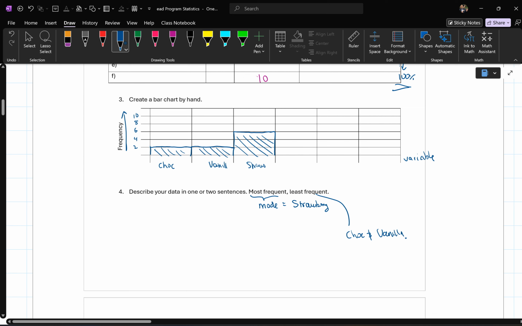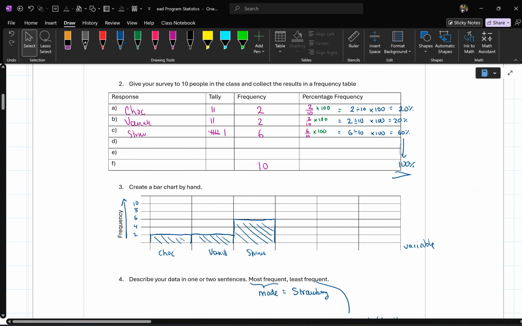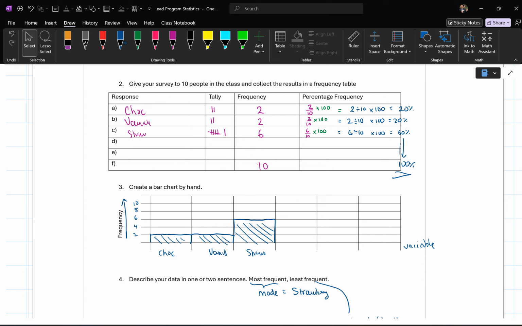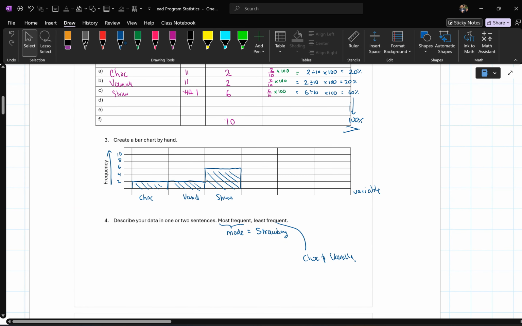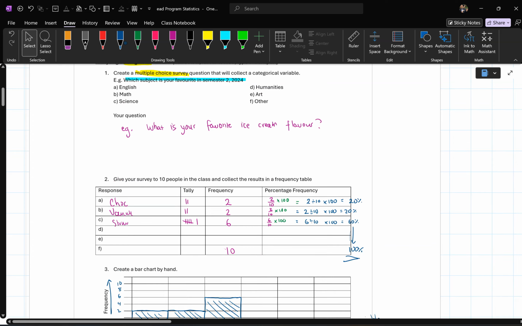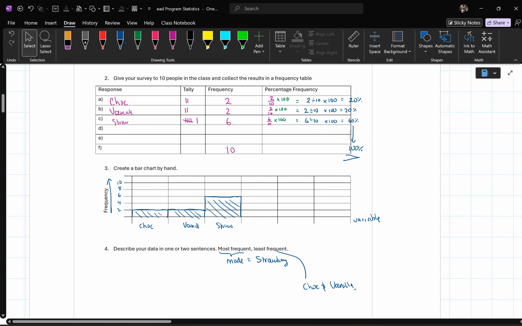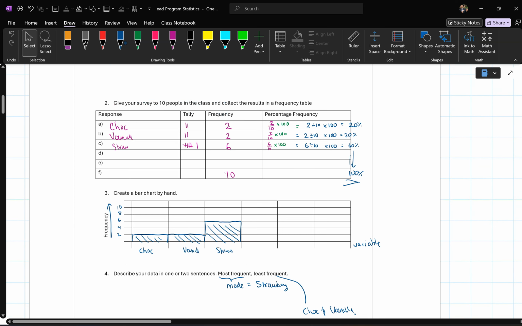So describe your data. You would say the most favorite ice cream flavor in this class is strawberry, and the least favorite ice cream flavor would be both chocolate and vanilla, or least liked in the class of 10 people surveyed. Something like that. So that's an example of how you would then describe. So you just flesh it out so that people understand. If someone looked at the tally frequency table and then they looked at your chart and then they looked at your comment, they understand what you're actually doing. Versus, so that was categorical.